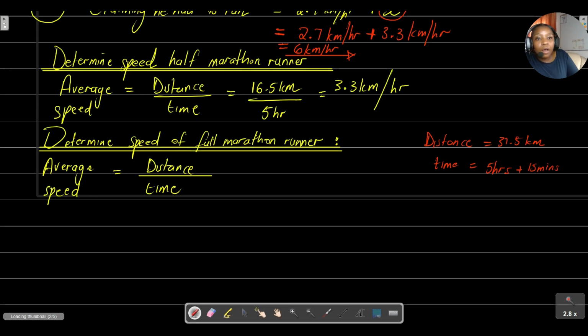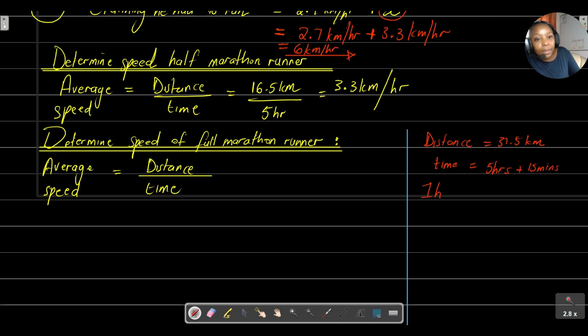So before we can substitute these values into this formula, we first need to convert these units for time because they're a problem. We can't have hours and minutes. So what do we need to do? We already know that we've got 5 hours, so that's fine. We don't need to convert that. We just need to convert those 15 minutes into hours. So how do we convert minutes to hours?